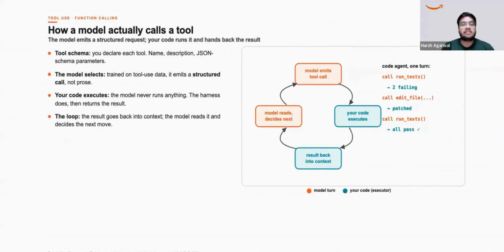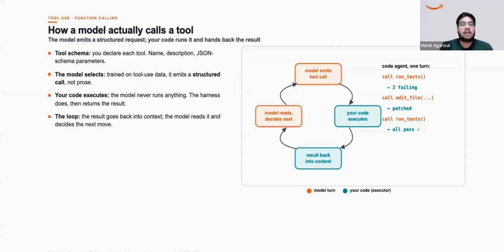Okay, so how does a model that only outputs text actually call a tool? Because that sounds kind of like a contradiction, right? The first thing here is that you declare your tools to the model. Each one gets a name, a description, and a parameter schema. Here's a tool called run tests. And you then describe what it does and what the arguments are.